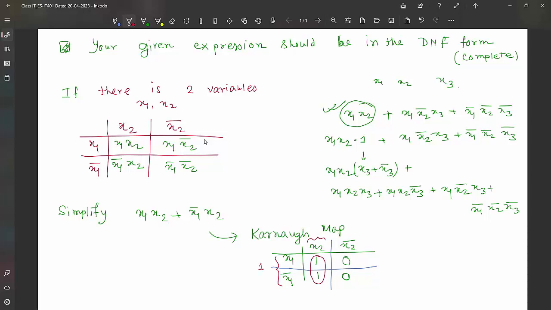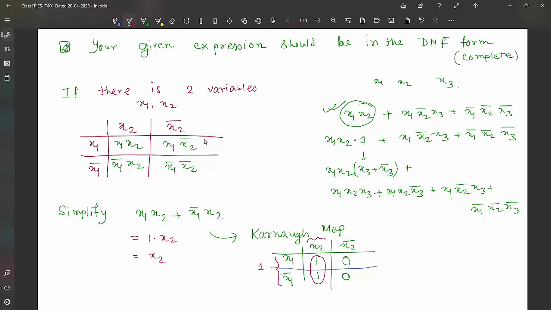And what is common from the upper side? x2, because it is only one line. So that means your simplified expression is 1 dot x2, that means simply x2. Is it clear to everyone? Now we have to take more and more problems to understand the process. So it's just the start.